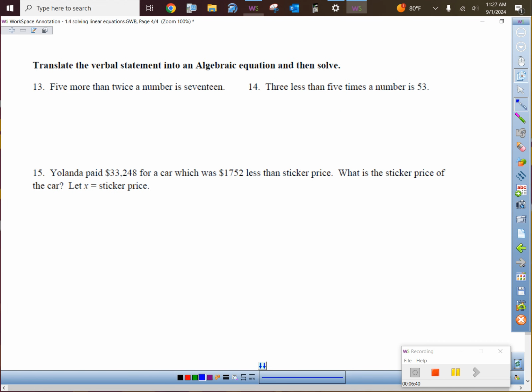And then finally, we'll just do a little bit of translating. What I want you to look for is the word is. The word is translates to the equal sign, so 5 more than twice a number is 17.